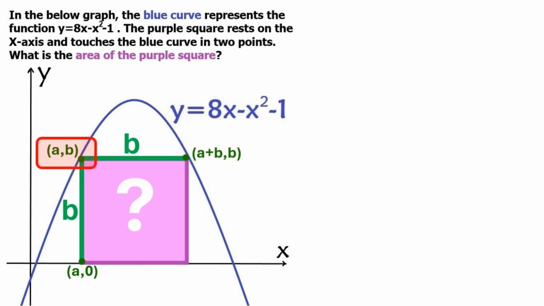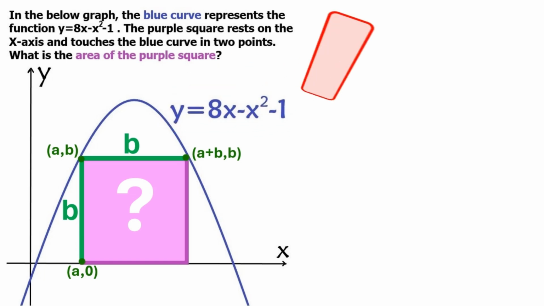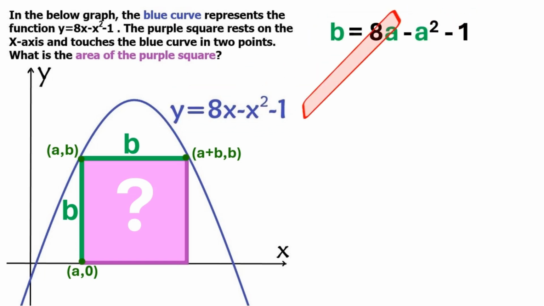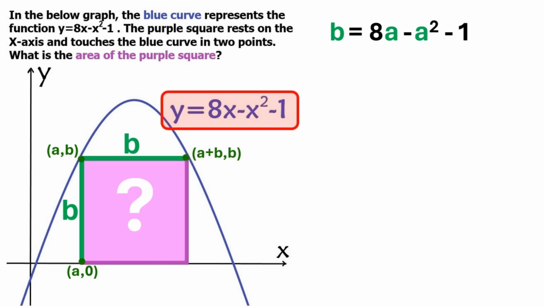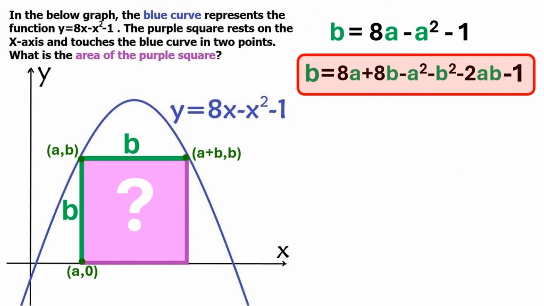Now, let's start with the point (a, b). Here, a is the x-coordinate and b is the y-coordinate. So we replace x and y with a and b in this function, which gives us this first equation. Next, let's take a look at the point (a plus b, b). This time, x is a plus b, and y is again b. So we replace x and y with those values, and we get this somewhat complicated equation. And we can open up the brackets like this.